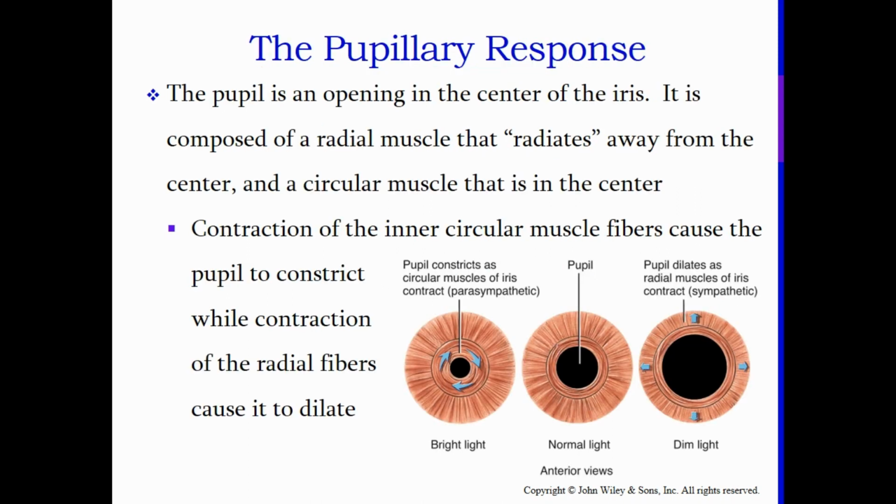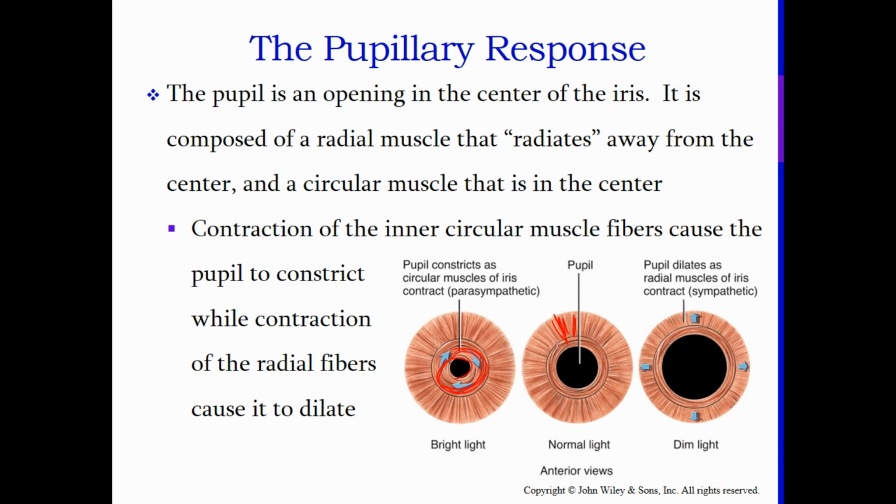Let's talk about the pupillary response, and this is when your pupil gets larger or smaller depending on the amount of light. The pupil is an opening in the center of the iris. It is composed of a radial muscle that radiates away from the center and a circular muscle that is in the center. So these are your radial muscles, and these are your circular muscles. Contraction of the inner circular muscle causes the pupil to constrict.